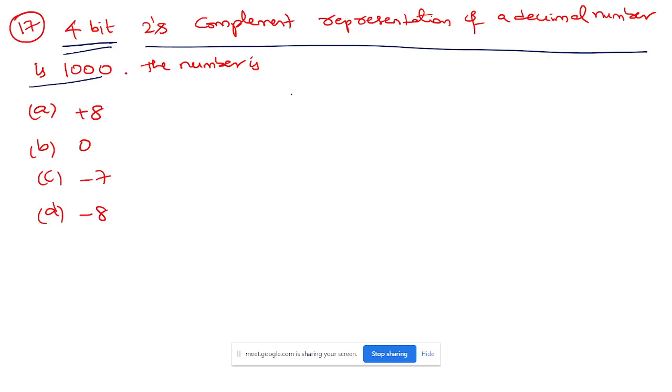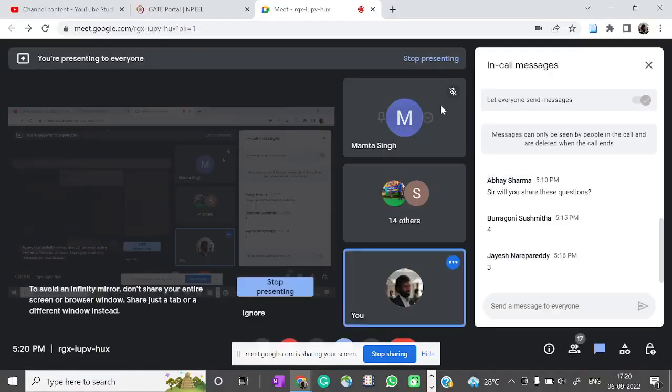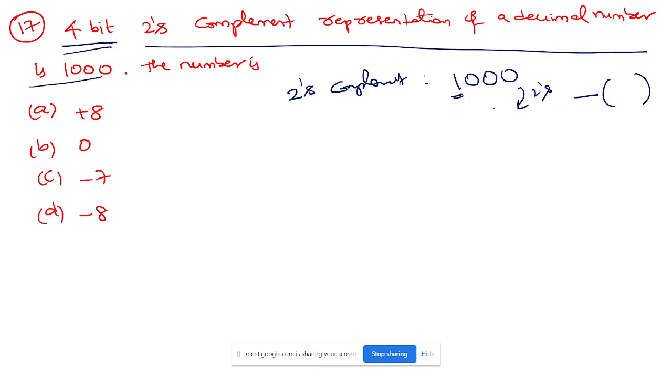So, very simple, straightforward. Correct. The 2's complement representation they have given is 1000. Looking at this, I know this number is going to be negative. How to find the magnitude? You again do the 2's complement. So take 1's complement on this, 0, 1, 1, 1, and add plus 1 to this.